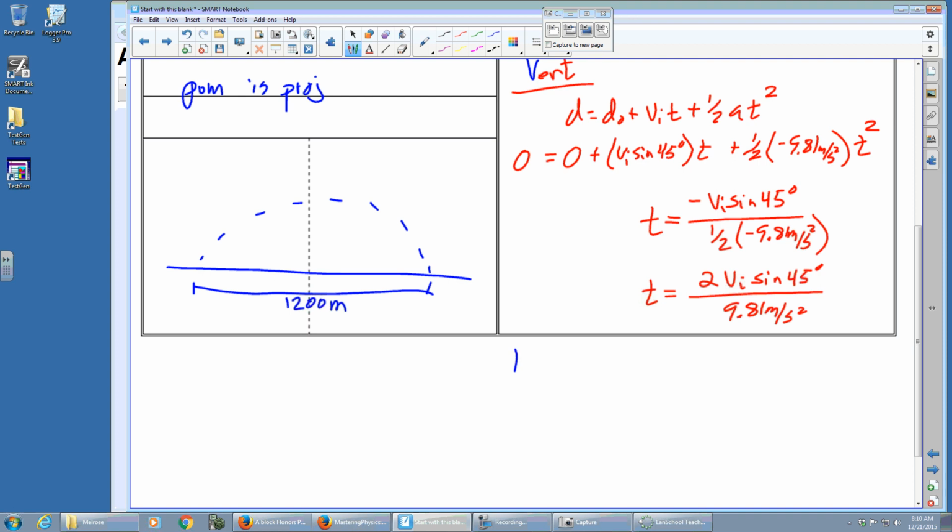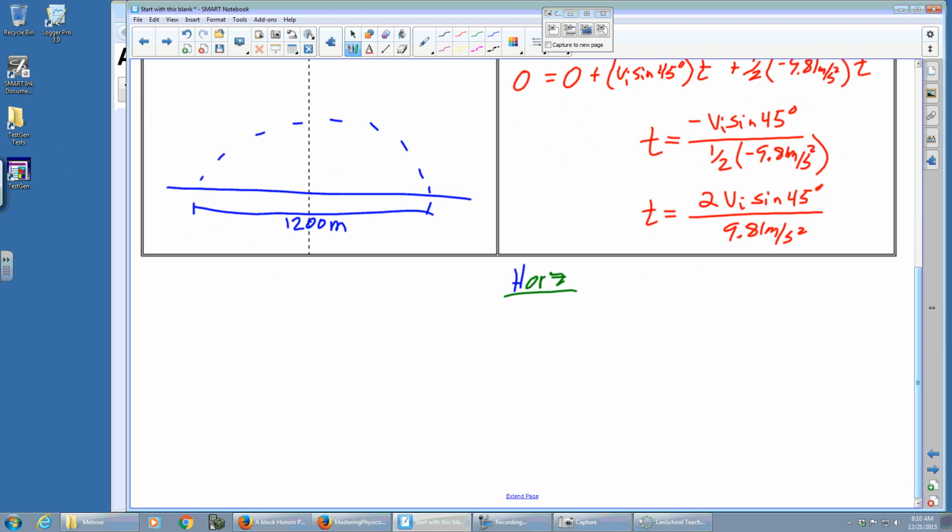And now let's go horizontal. Green was horizontal, right? And look at what it is doing horizontally. I know, shocking that I'd use that equation, right? Horizontally, it's going to end up for me at 1,200 meters. It's starting at 0. Its initial velocity is VI cosine 45 degrees, time, plus 0.